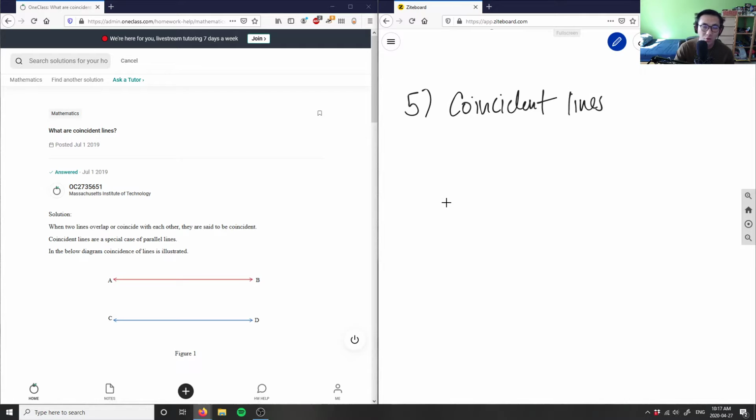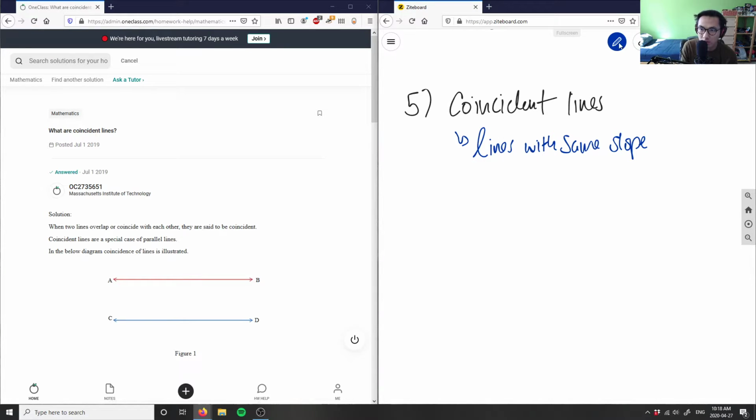But how we define coincident lines is that they're basically the same line with the same slope. Or lines with the same slope is probably a better way to say it. You can say also the same y-intercept as well. So basically they have the same slope, but you can lay them on top of each other and they would be the exact same line.